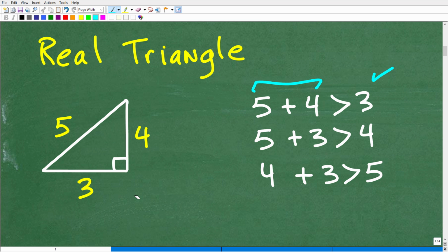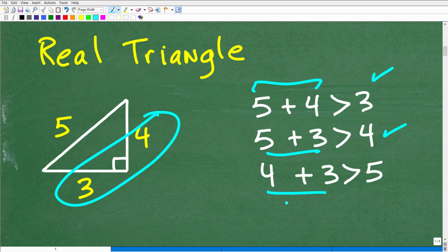Let's go ahead and check all these combinations. Is 5 and 3 greater than 4? Yep, 5 plus 3, that's greater than 4. And let's go ahead and check our last combination here, 3 and 4, or 4 plus 3. Is that greater than 5? Yes, it is.